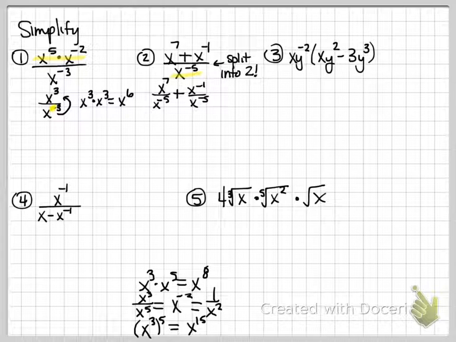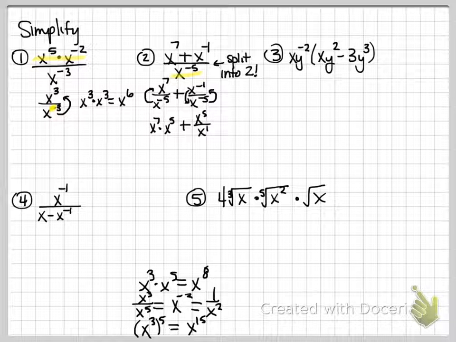Now let's get rid of our negative exponents. If it's negative in the bottom, it moves up to the top. So that means I'm going to have x to the 7th times x to the 5th. Over here in the other one, that negative 1 is going to go to the bottom. The negative 5 is going to go to the top. So they basically change positions. So that's x to the 5th over x to the 1st.